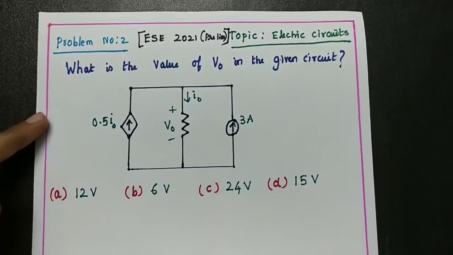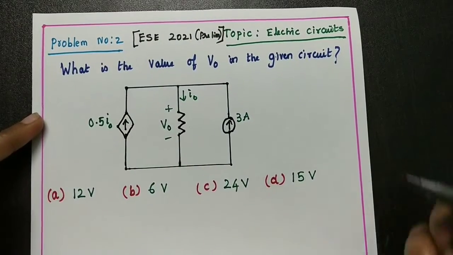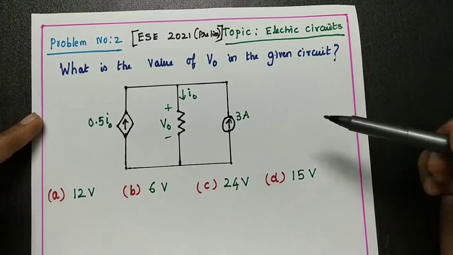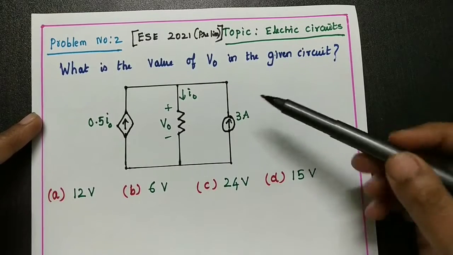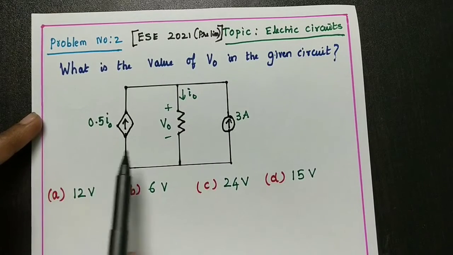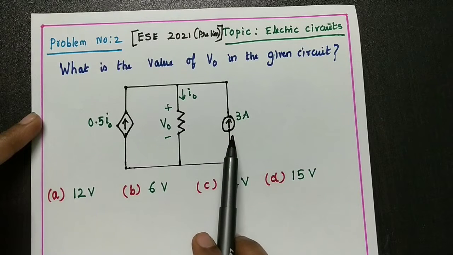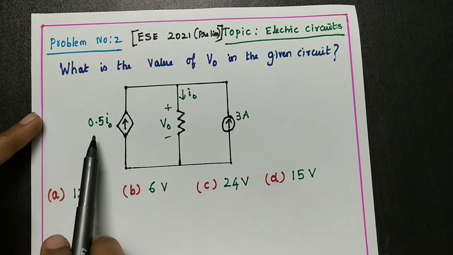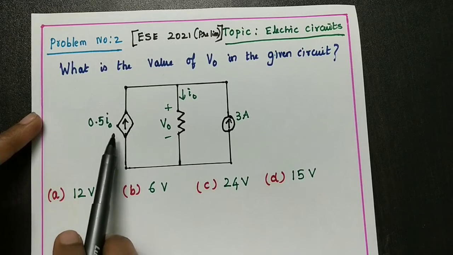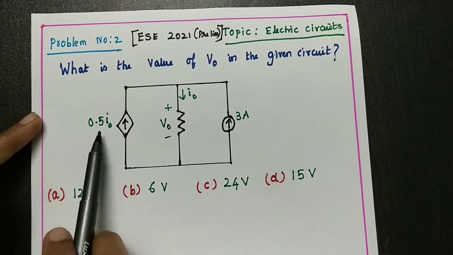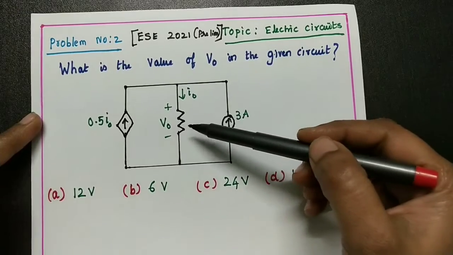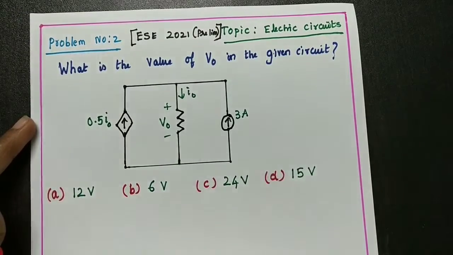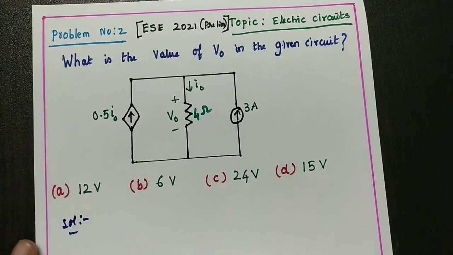And this is the next problem. What is the value of V0 in the given circuit? This circuit consists of one dependent current source and one independent current source. The dependent current source is given as 0.5 I0. That means it depends on the current I0 which is passing through this resistance. So let me solve the problem.